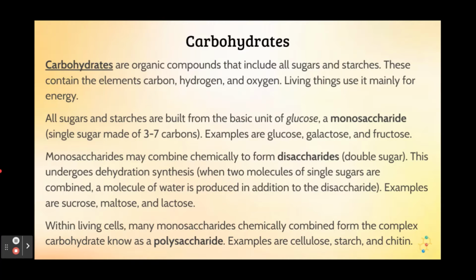And within living cells, many monosaccharides are chemically combined to form complex carbohydrates, so a lot of polymers, known as polysaccharides. Poly is many. Examples of these are cellulose, starch, and chitin. Cellulose is found in plant cells, so that's a very common example.